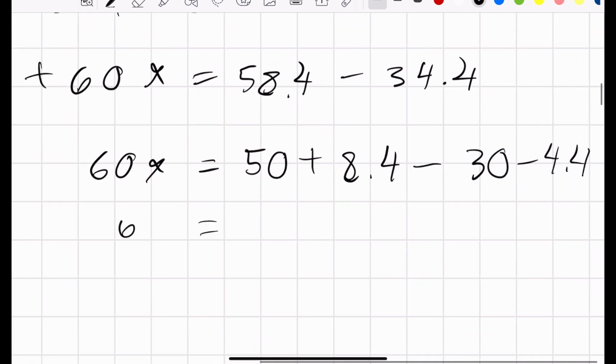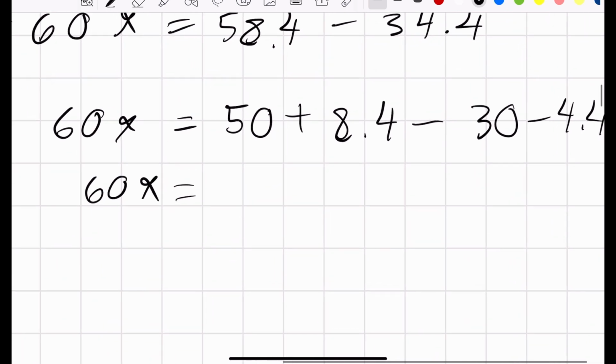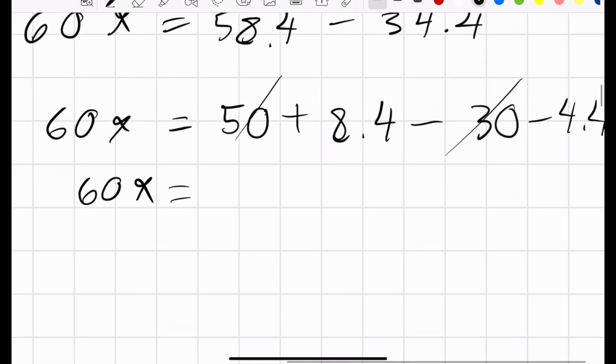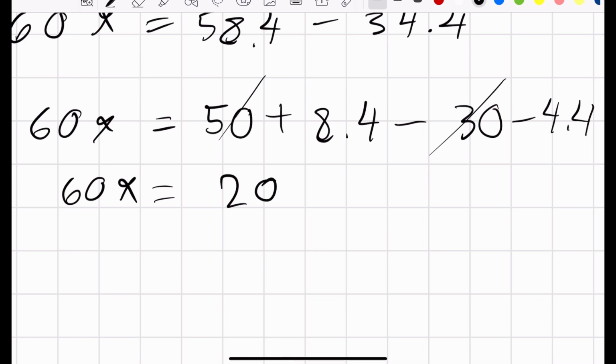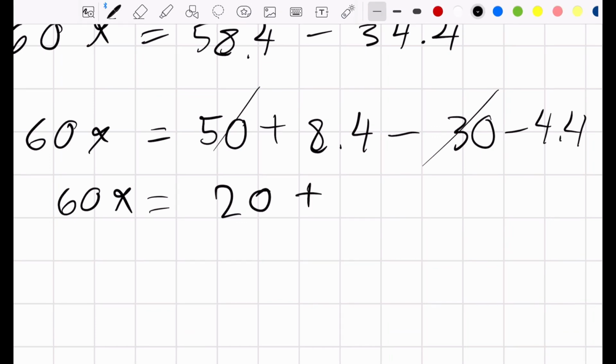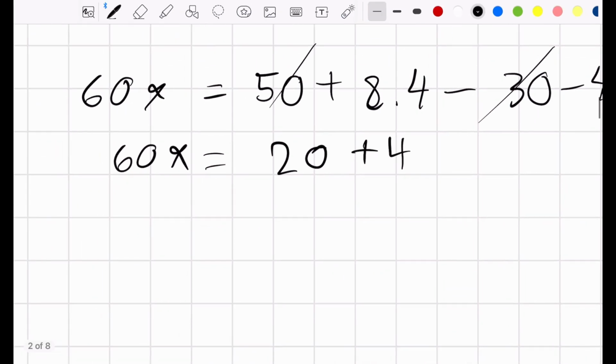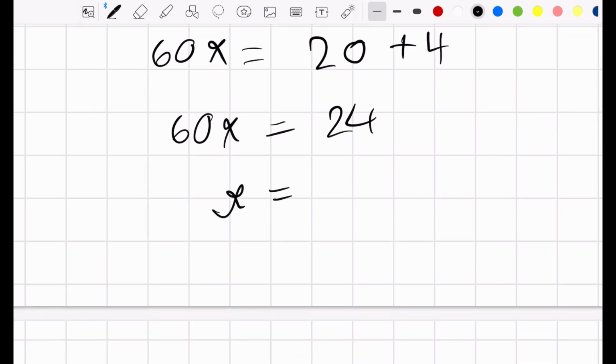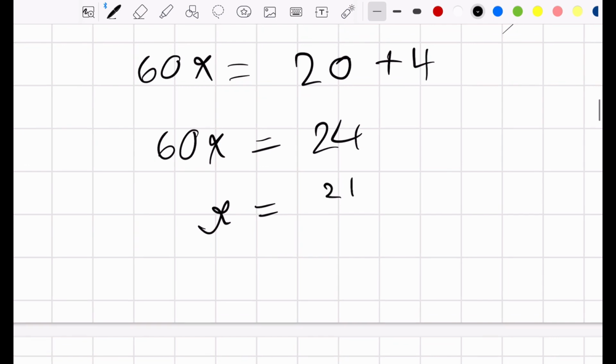So we can write this as 60x. 50 minus 30 is 20. 8.4 minus 4.4 is simply 4 plus 4. So we have 60x equals 24. X equals 24 divided by 60.